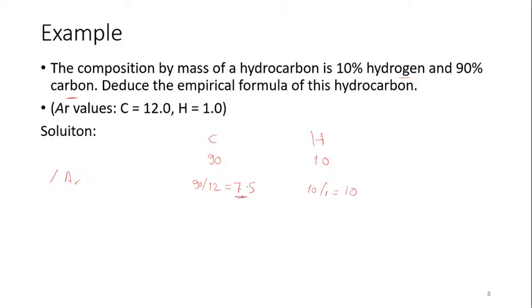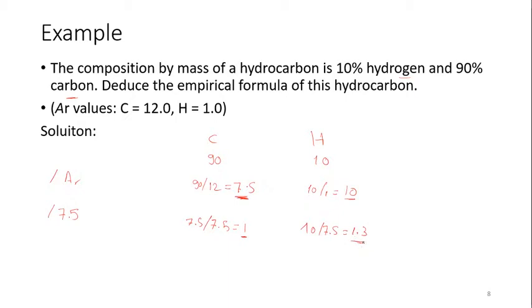My second step will be to simplify. It is like a ratio, so I have to divide by the smallest number, which is 7.5. If I divide 7.5 by 7.5, it would be equal to 1. But the 10 divided by 7.5 would be equal to 1.3. Now I have the ratio between the carbon and the hydrogen, which is 1 to 1.3.